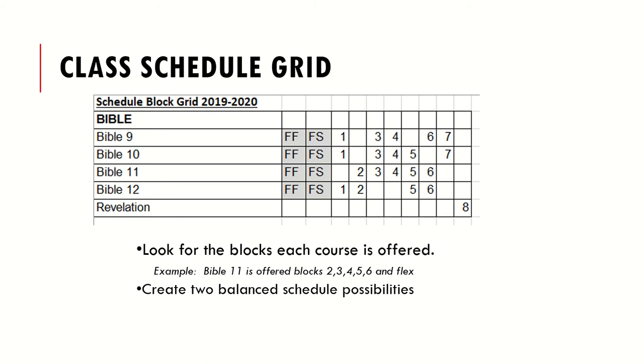Flex block classes that run all year, meaning you must take both of them, are highlighted in gray. The reason Bible 11 and Bible 12 during Flex are shaded gray is because these are classes that run all year long during Flex block. If you were to choose to take this class, you would write it in both the Flex block spot in the fall and in the spring on your registration form. A class like Leadership further down your form has an FF and an FS, but it's not shaded gray. This is because students may take this class either in the fall or in the spring. They don't need to take them in both.